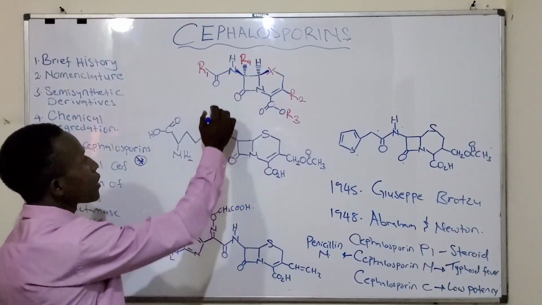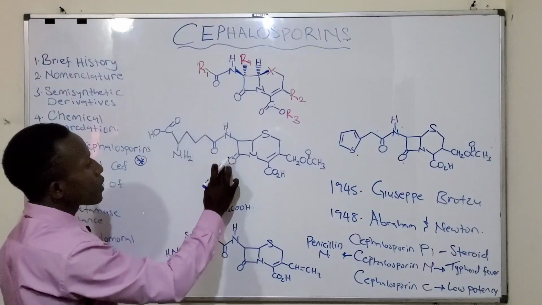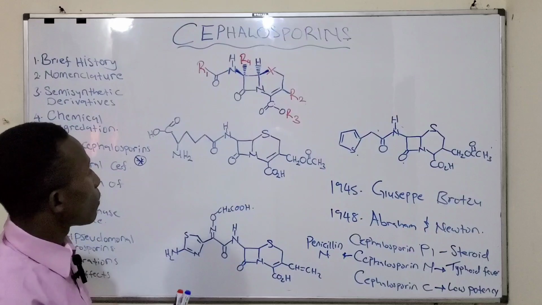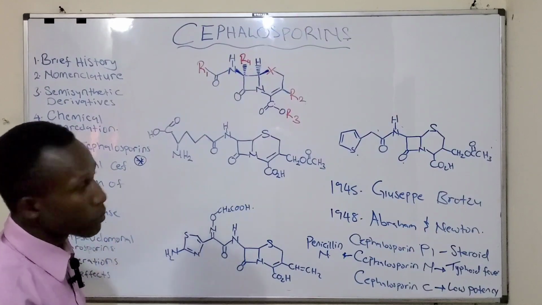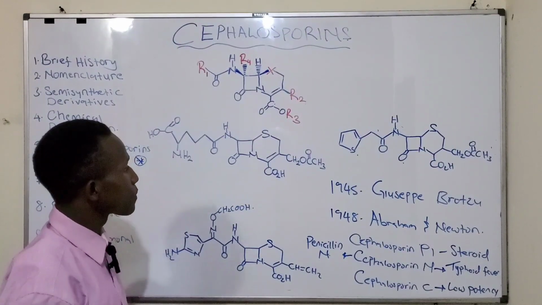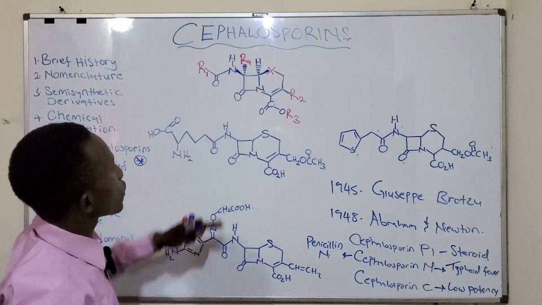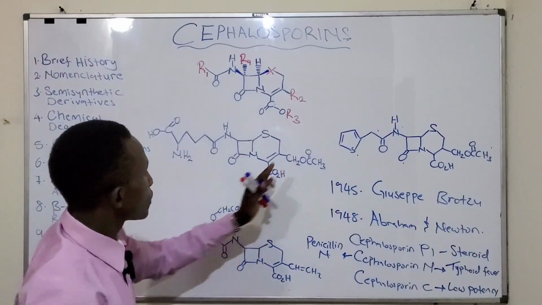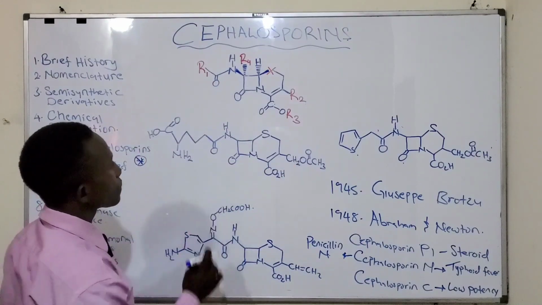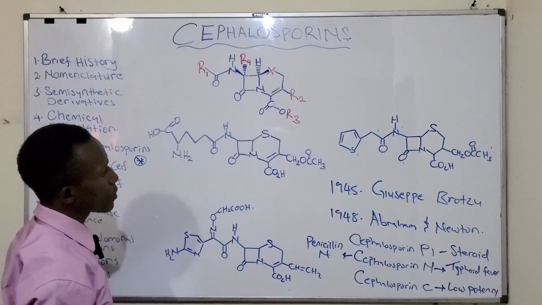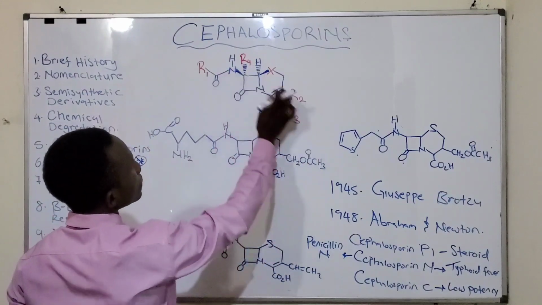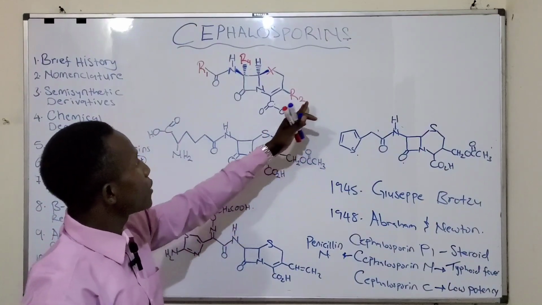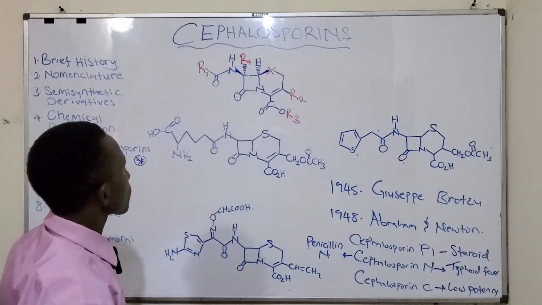So they identified that by leaving this group and substituting other groups, they could synthesize other cephalosporins, which are more potent and active on both gram-positives and gram-negatives. So the general structure of cephalosporin is this. This is the penicillin, this is cephalosporin C, and this is the general structure of the cephalosporins. These R groups mean that they can be changed or modified to make other cephalosporins.